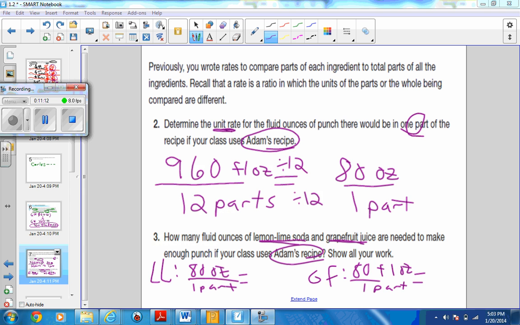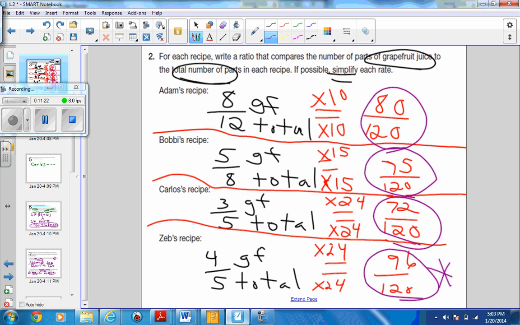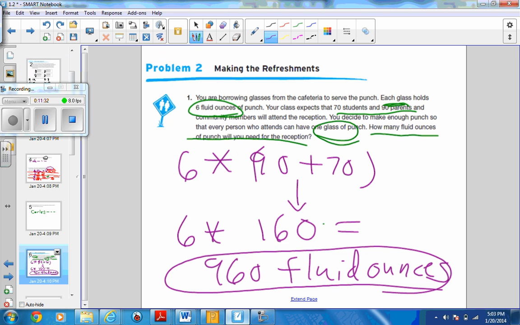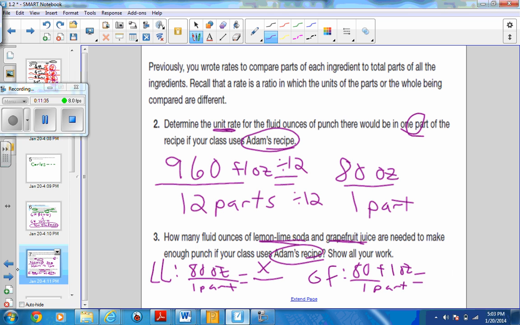Okay, so I'm going to show you lemon lime. So his unknown is X, how many fluid ounces, and then how many parts. So go back and look at Adam's recipe from the beginning. Adam's recipe for lemon lime was 4. So go back to what we were just working on. And so he has 4 parts. So check our proportion. We have part to part on the same line, and we have fluid ounces to fluid ounces on the top.